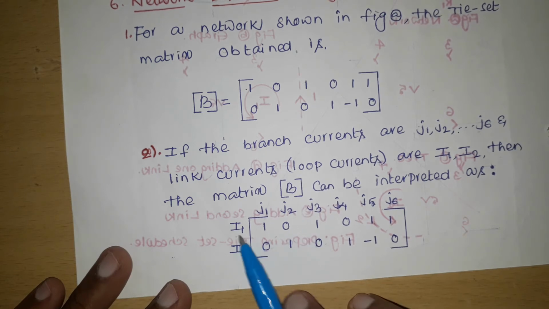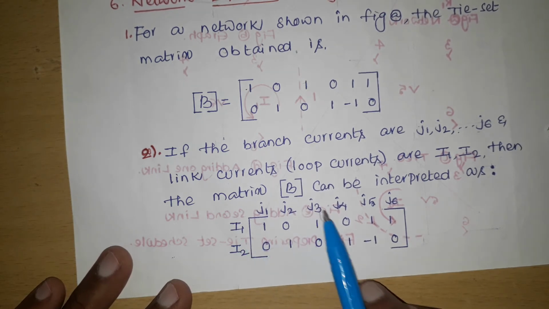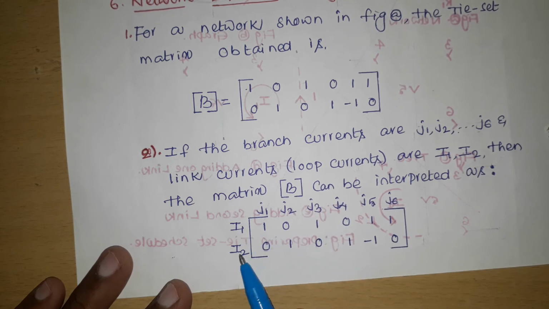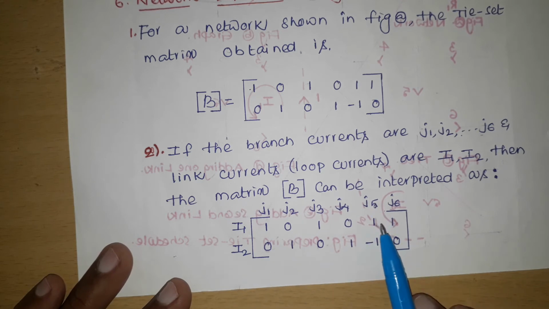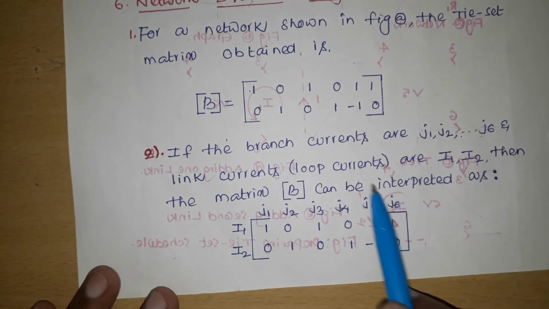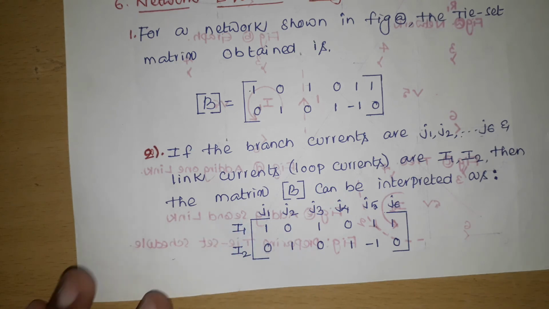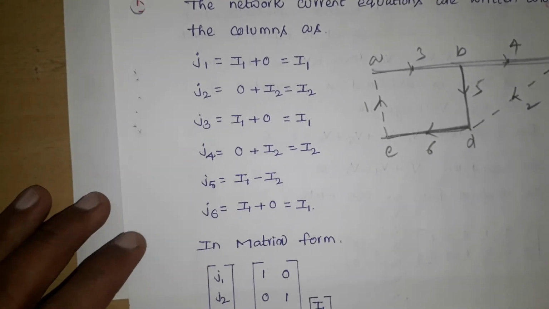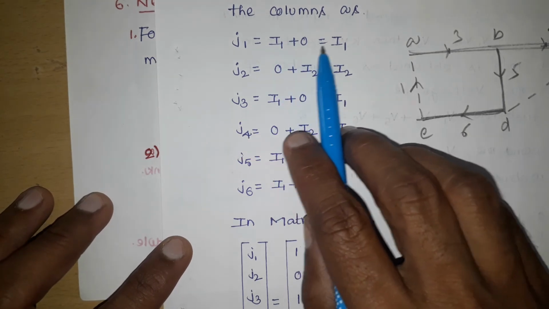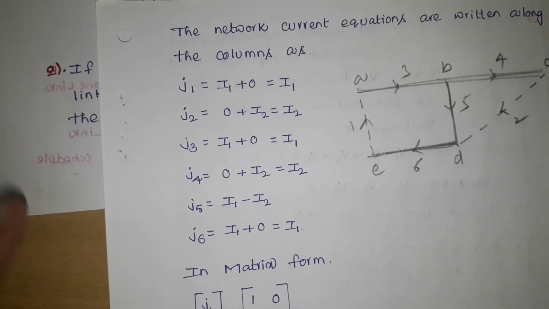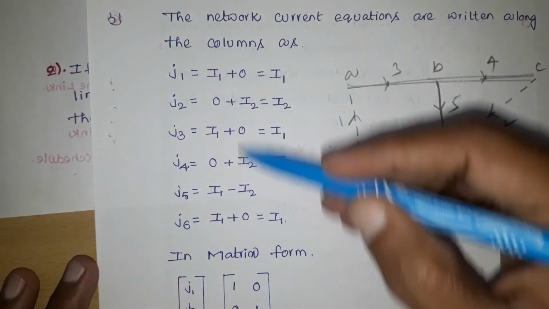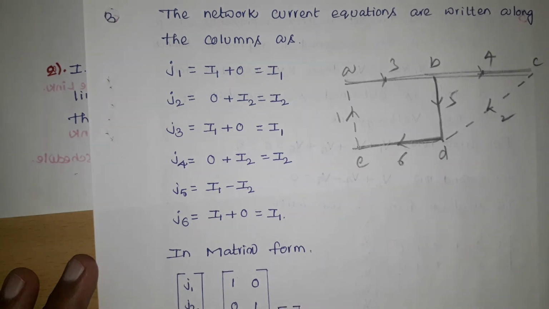So we can write the relation J1 equal to 1 into I1 plus 0 into I2. J2 equal to 0 into I1 plus 1 into I2. J3 equal to 1 into I1 plus 0 into I2. J4 equal to 0 into I1 plus 1 into I2. J5 equal to 1 into I1 minus 1 into I2. J6 equal to 1 into I1 plus 0 into I2. So we can write all the branch currents as a function of link currents like this. This is one advantage of the tie-set matrix.